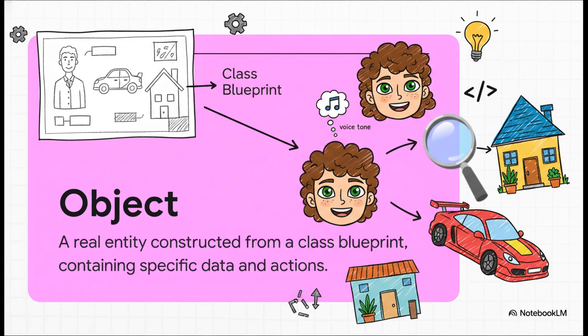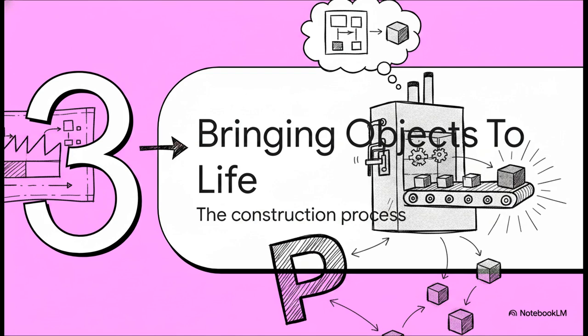An object is the physical realization that you build from that class blueprint. It holds the specific data and the actions. So if our class is that generic human blueprint we just talked about, the object is a specific person sitting in the room with their own specific name, their own eye color, and their own tone of voice. Section 3. Bringing objects to life, or the construction process.